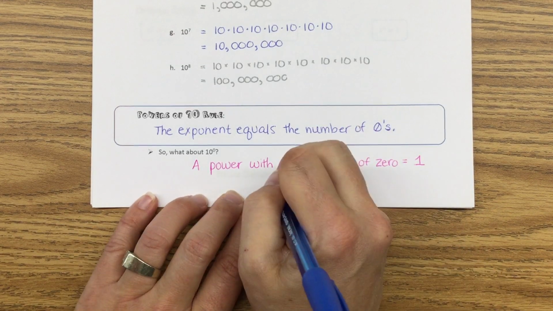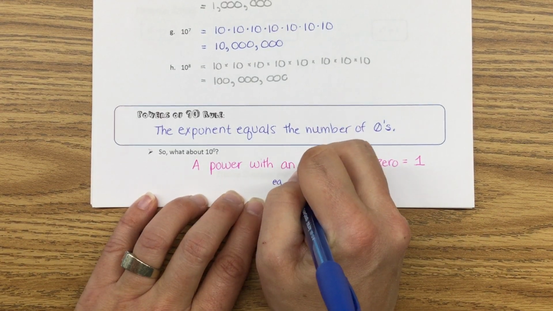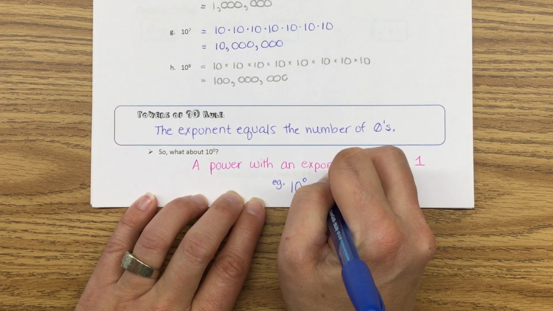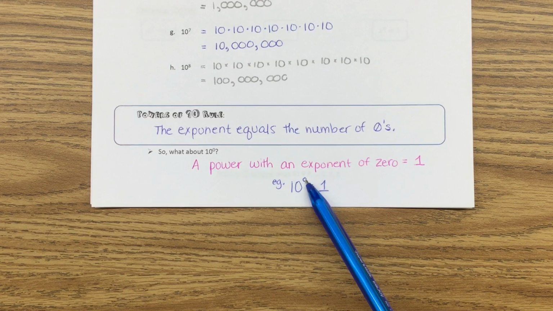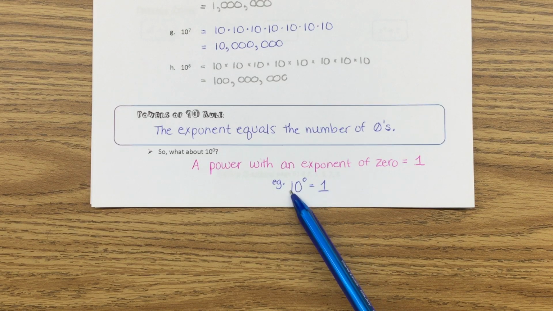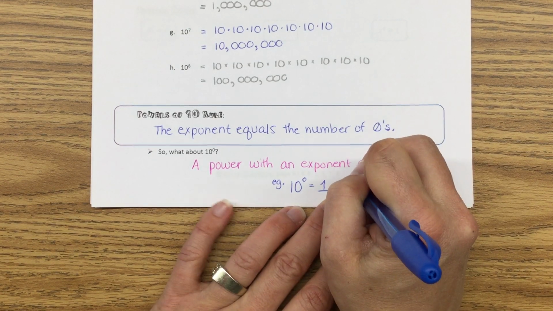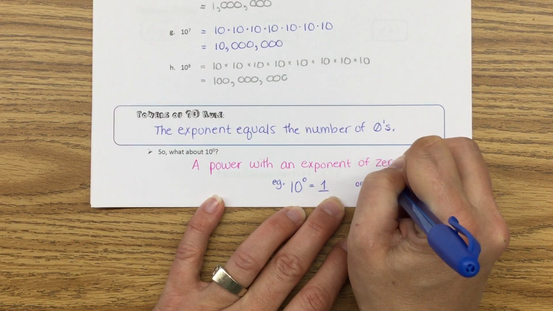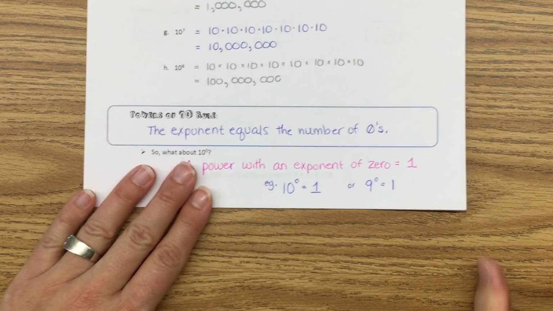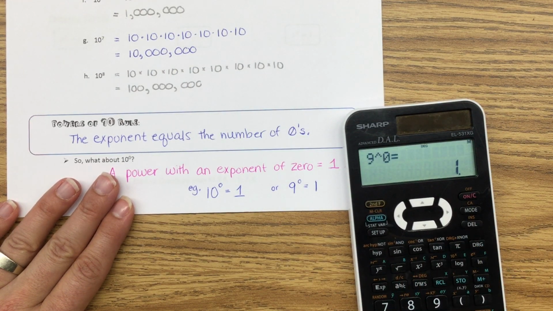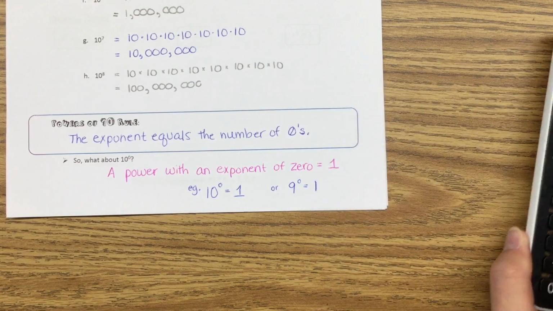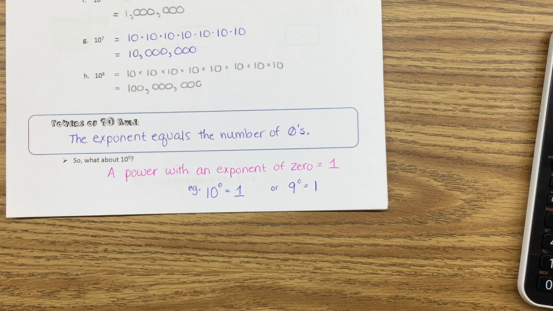Okay. So for example, 10 to the 0 equals 1. And this one works really well because if we have 0 zeros, those kind of cancel out, and so we're just left with 1. But the same thing would be if we had 9 to the 0. It just equals 1. Okay, you can try that on your calculator here. 9 raised to the power of 0, 1. Okay, turn the page.